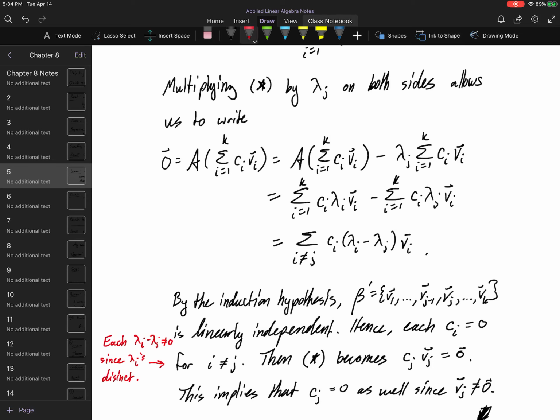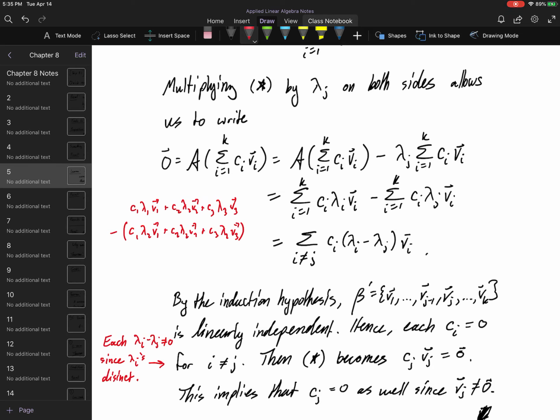So these two sums are going to cycle through. Let's do it for a simple example here. The first one, C1 lambda 1 V1 plus C2 lambda 2 V2 and C3 lambda 3 V3. If I subtract off of that, say lambda 2 times the original vector, then I wind up with C1 lambda 2 V1, C2 lambda 2 V2, and C3 lambda 2 V3.